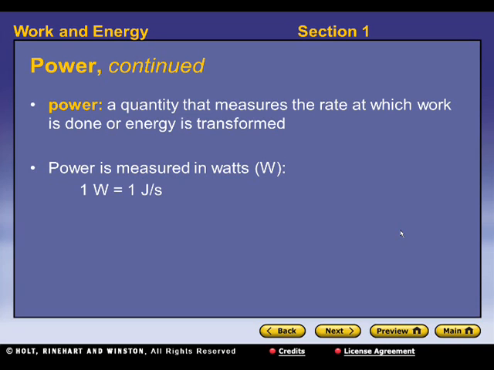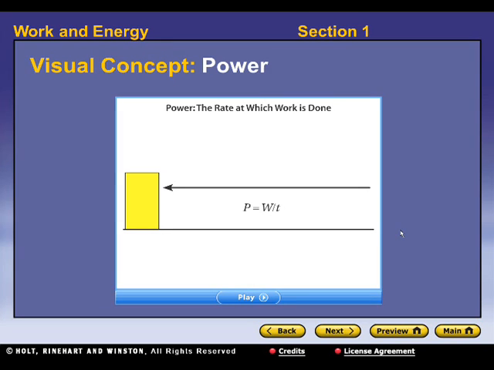It's measured in something called watts, abbreviated with a capital W. One watt is a joule per second, which is work divided by time. Work in joules, time in seconds. So joule per second, that's a watt. And we have here a visual concept that's going to talk to us about power. So let's listen and watch.